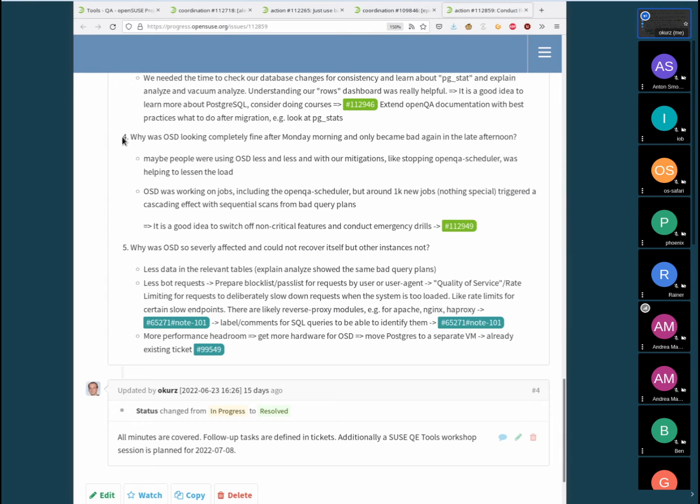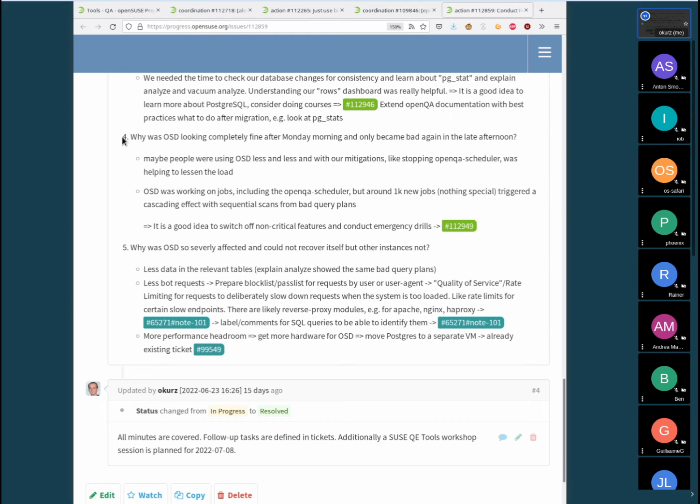Now, question 4 is, why was OSD looking completely fine after Monday morning when we only applied some mitigations like stopping services, and it only became bad again in the late afternoon? Well, our suspicion is that maybe people were using OSD less and less with our mitigations, because you guys were probably expecting that there are problems, so maybe you were relying less on openqa over the course of the day anyway. And yes, we did stop the openqa scheduler. So that was seemingly helping to lessen the load.